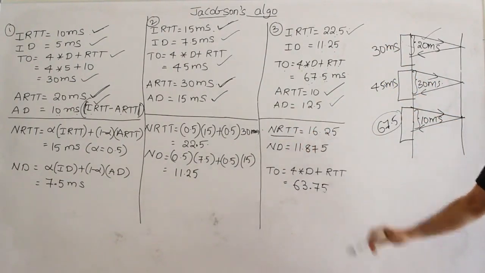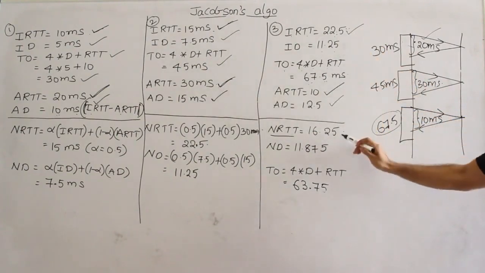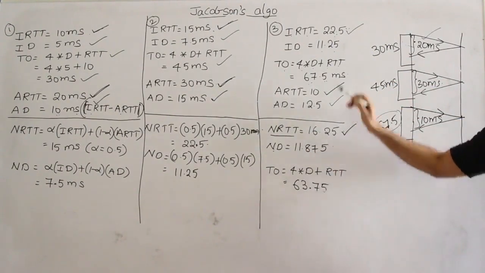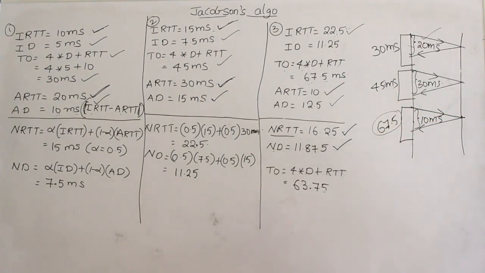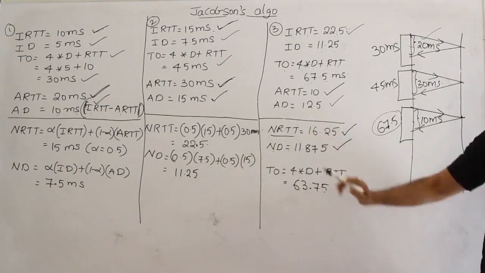What is next RTT? Alpha into initial RTT plus 1 minus alpha into actual RTT. Using these two, I found out that next RTT is this much. And then next deviation is calculated using these two, actual deviation and initial deviation. For the fourth packet, I found out that it is this. Now for the fourth segment, these two are going to be initial RTT and initial deviation.